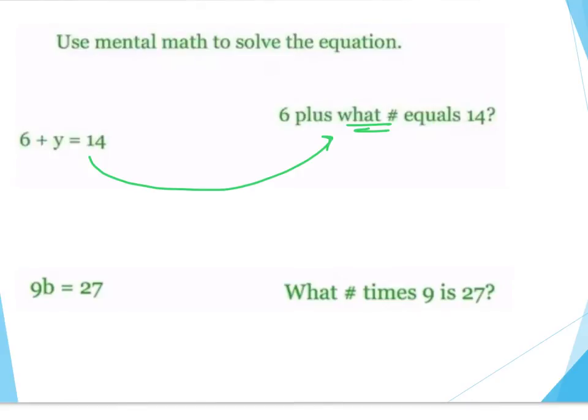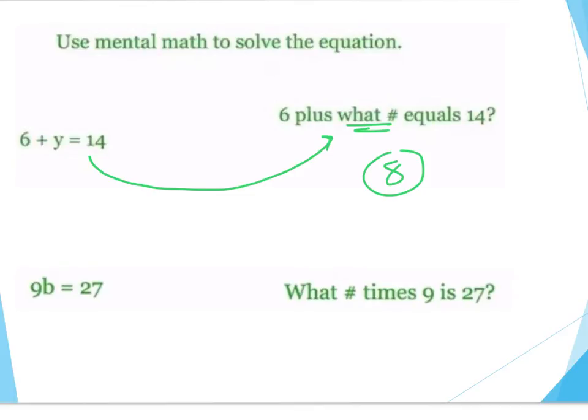Well, 6 plus, if I add 1, I get 7, add 2, I get 8, and so on, and so on, and I get to 14 eventually. So what number would give me that? Well, it'd be 8. But again, just thinking about the expression, 6 plus y equals 14, if I add that number to it, what would give me 14? I could just think about it, okay?